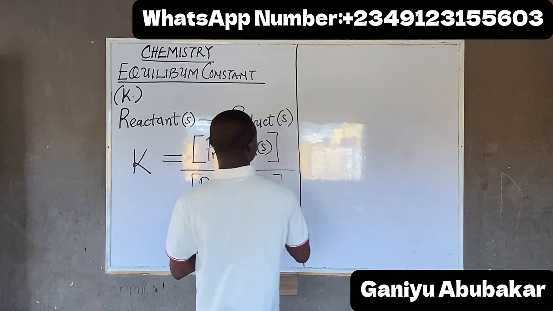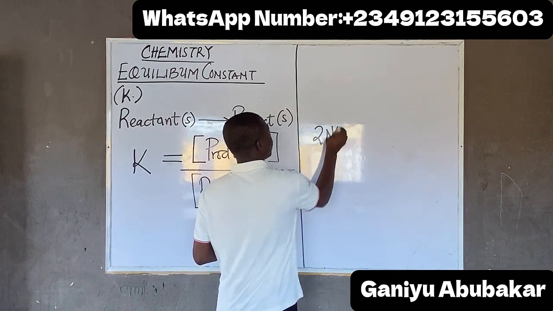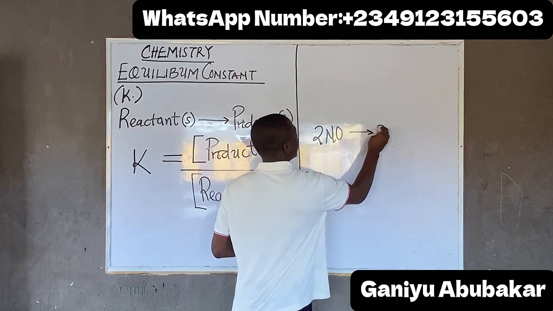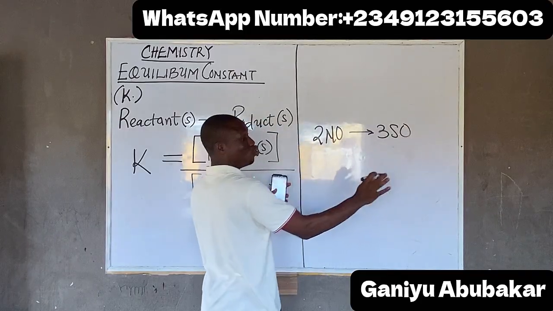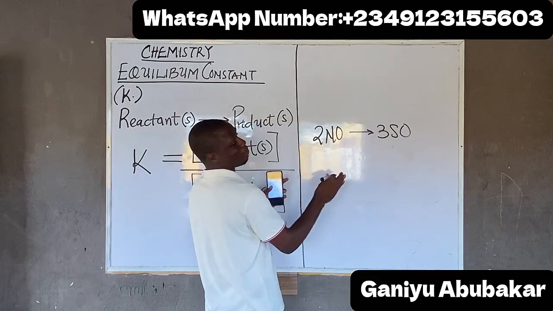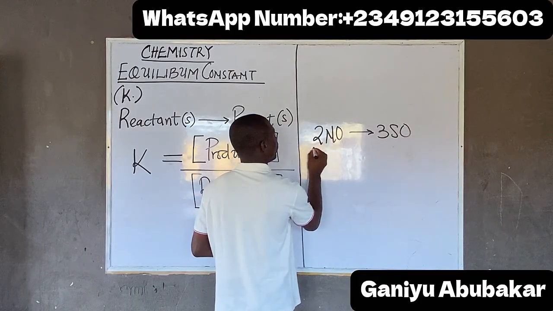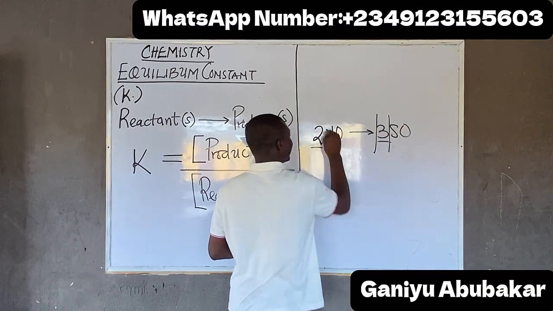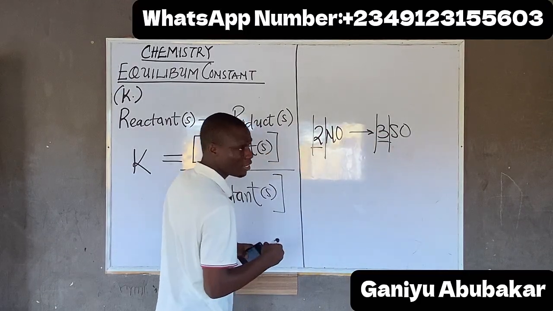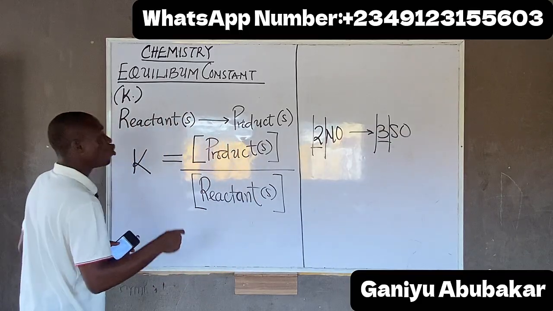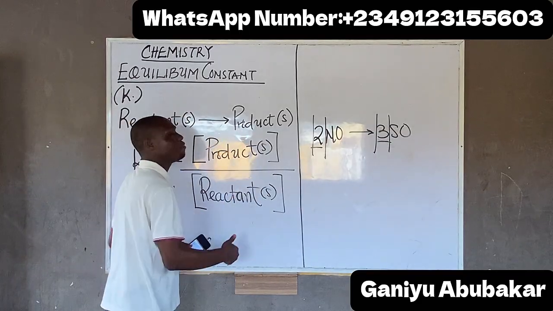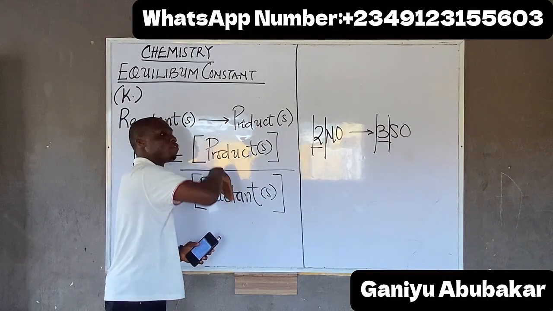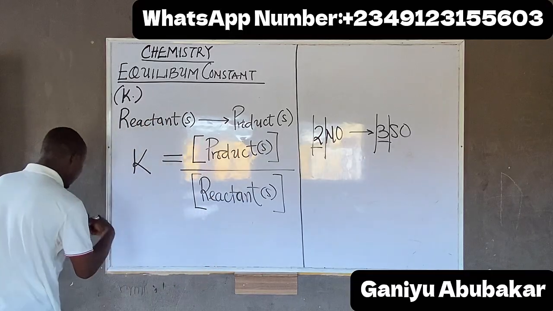Let's say I'm having 2NO to give you 3SO. I'm assuming, please, this is not correct, but I'm assuming. You see this has a coefficient of 2 and 3. These 3 and these 2 are called coefficients. So what if your reactant and product are having a value in front, a coefficient?